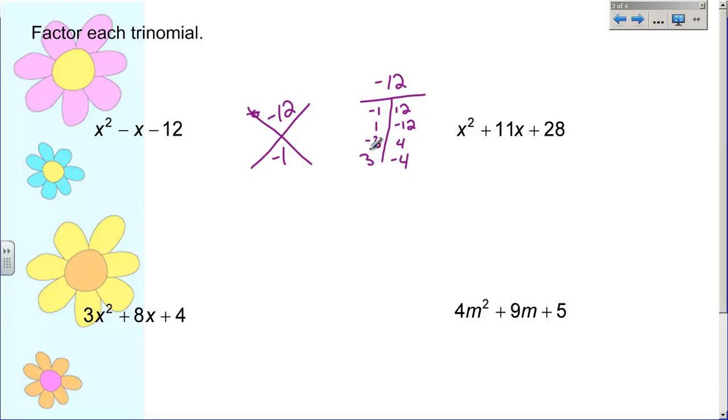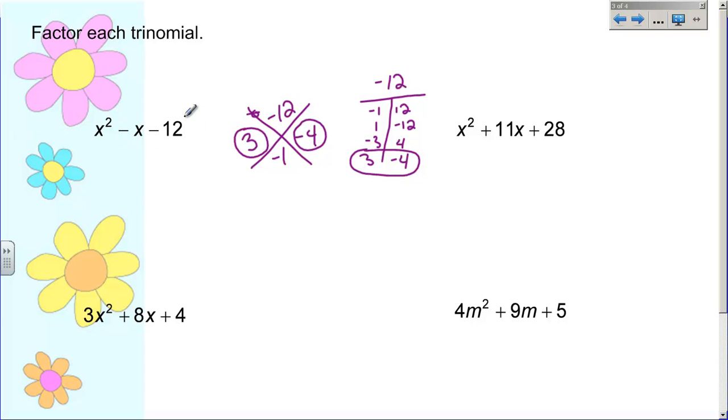I'm going to go through this list of factors until I find the pair that adds up to be negative 1, this number in the bottom of the x. And so in order to get negative 1, it would be this pair of numbers, 3 and negative 4. They multiply to make negative 12. They add to make negative 1. So my numbers are 3 and negative 4. These 2 numbers are going to help me factor this.